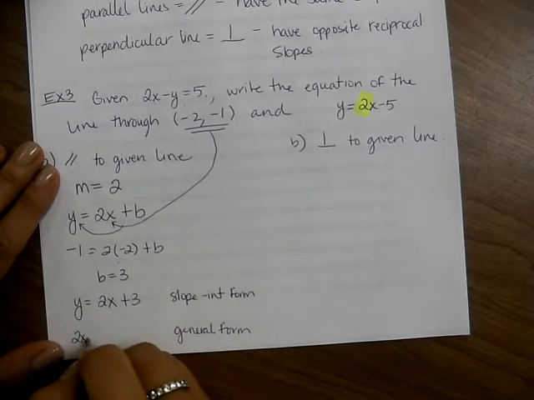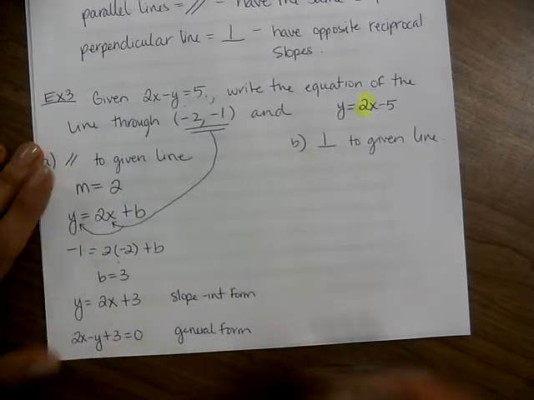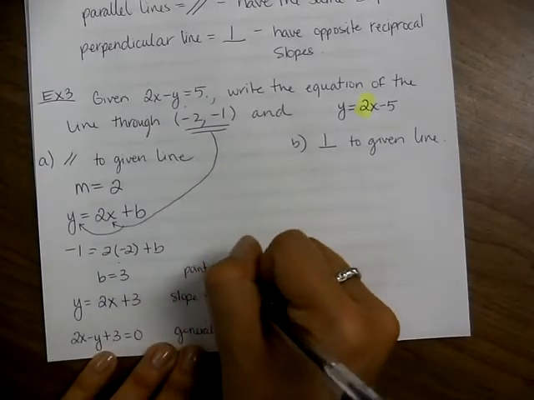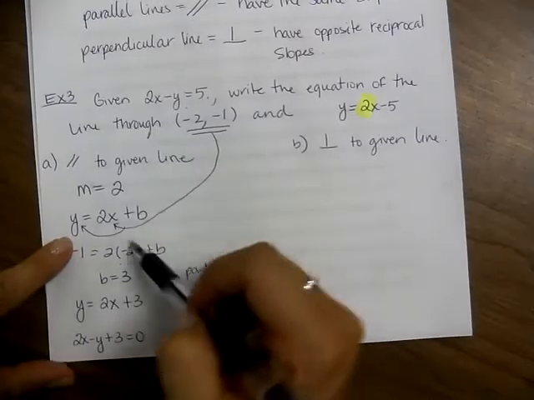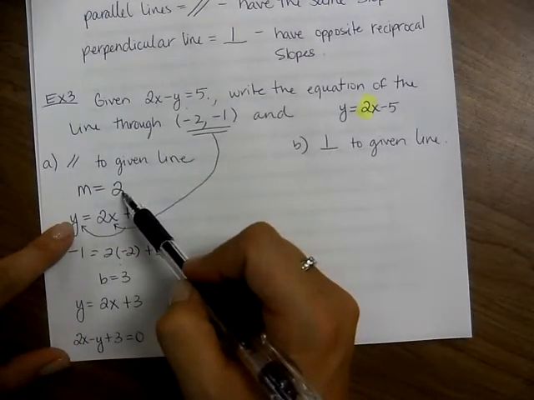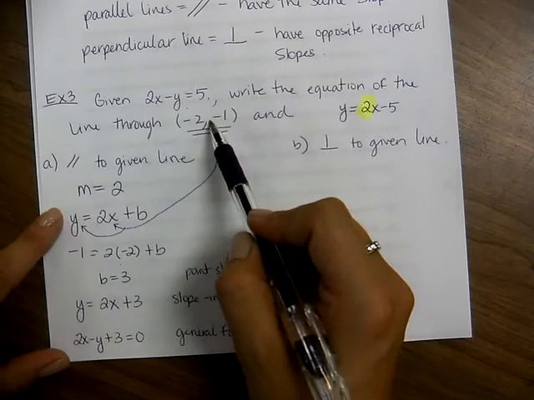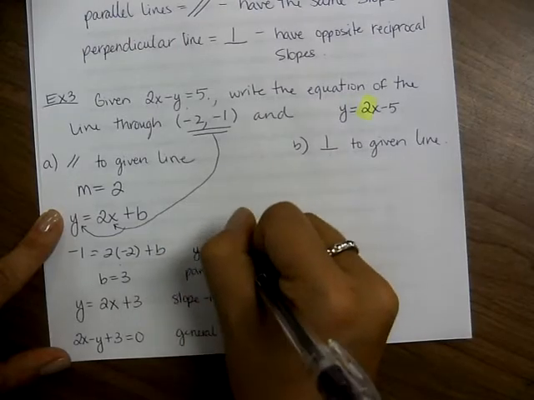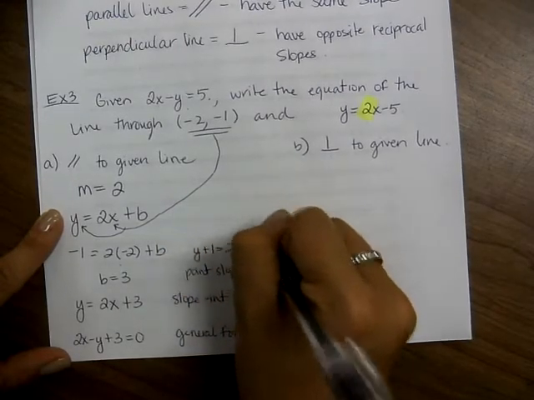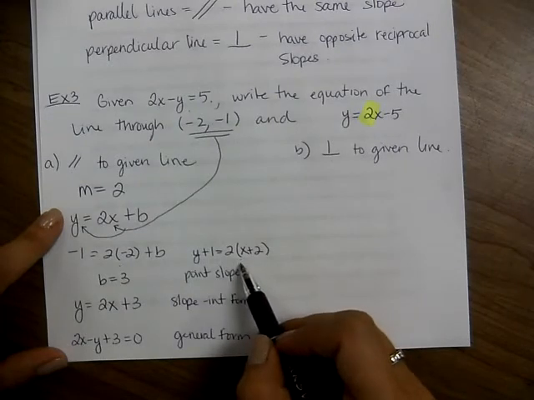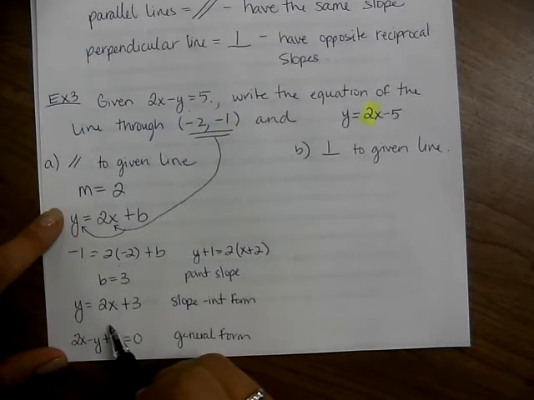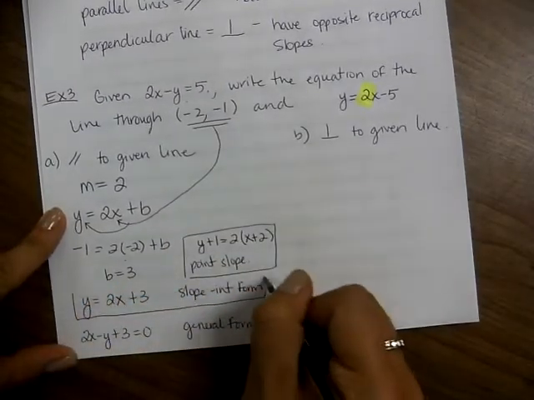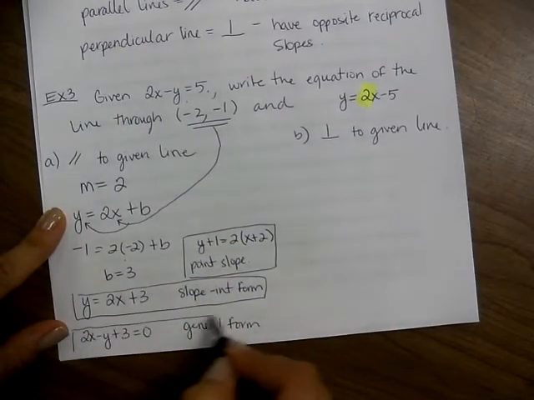So I have 2x minus y plus 3 equals 0. If I was asked for this in point-slope form, I could have stopped once I got here, because I knew that the slope was 2 and a solution point was (-2, -1). So I could have had y plus 1 equals 2 times (x plus 2). I could have also started there and then backed my way into slope-intercept form and general form. So there's lots of ways to solve this. It just depends on which form you're the most comfortable with.